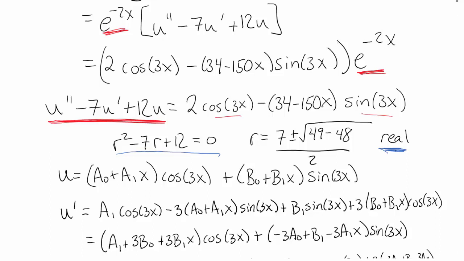I don't care about the homogeneous for this DE. I just wanted to make sure that my guess was going to be okay, because my guess is going to take a while to figure out, so I wanted to make sure it was the right one. So cosine of 3x and sine of 3x are not part of the homogeneous.